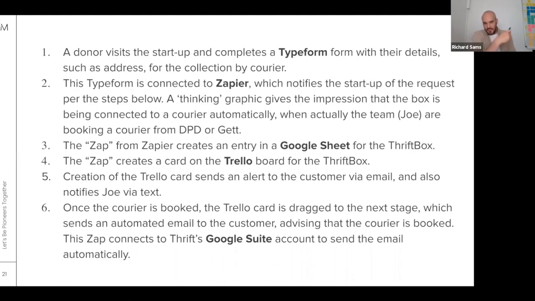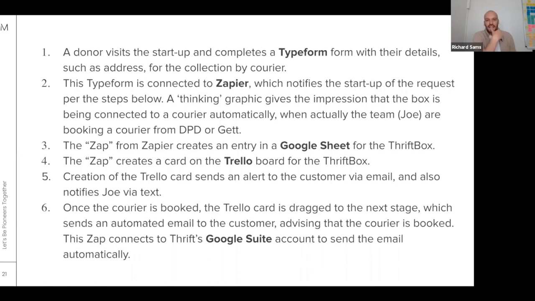So the Zap, which is what they call it from Zapier, creates an entry in a Google Sheet for the thrift box, which is what they call their box. The Zap also creates a card on the Trello board for the thrift box. Creation of the Trello card sends an alert to the customer via email. So this chain has suddenly started to happen. So we've hit Google Sheet and we've hit Trello. Google Sheet is where we're picking up the information about it. Trello has then said, okay, we need to ping an email out via email and also via text.